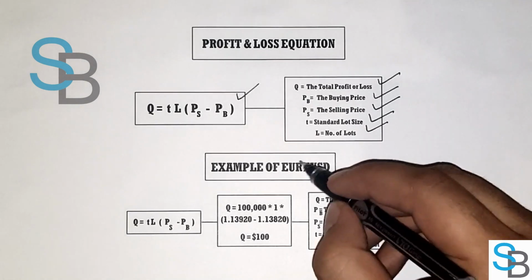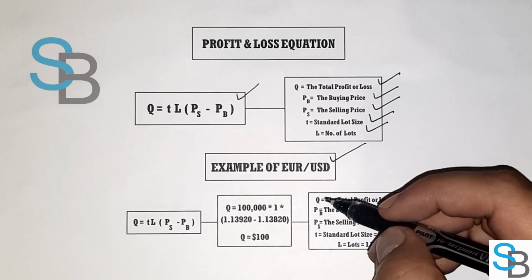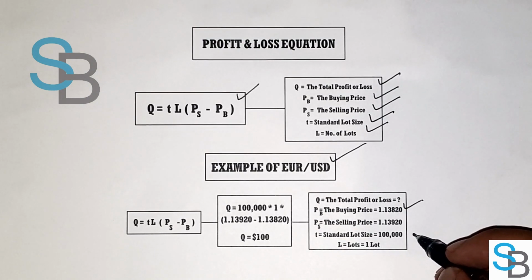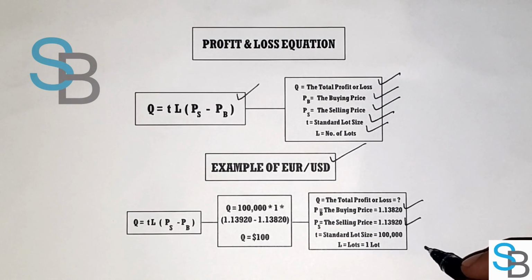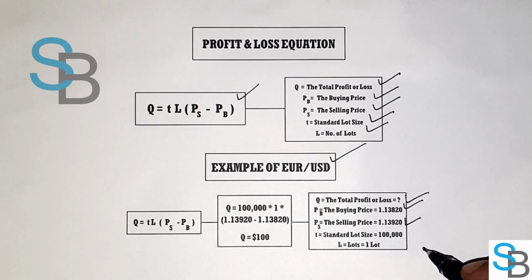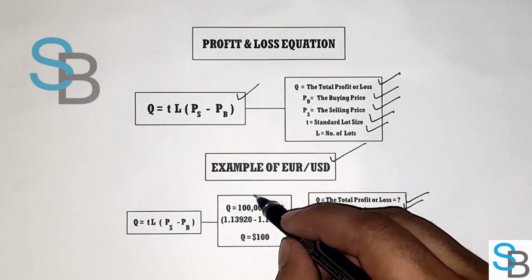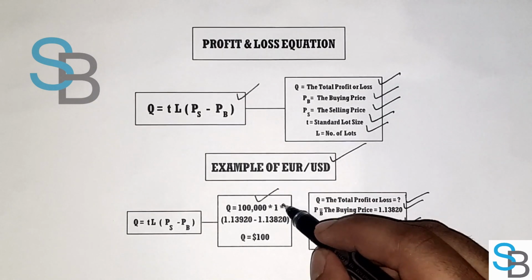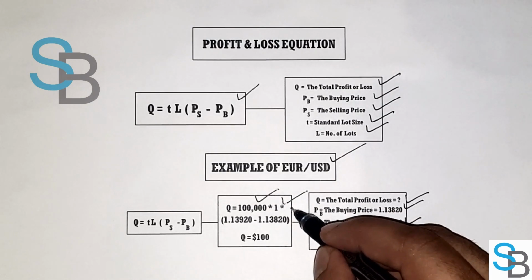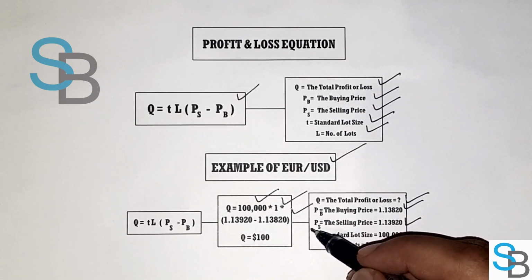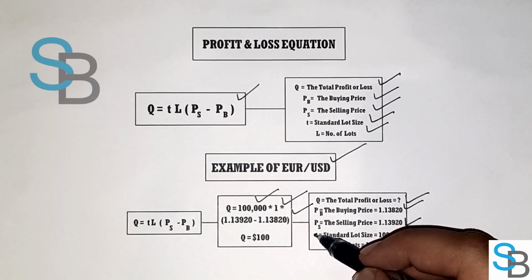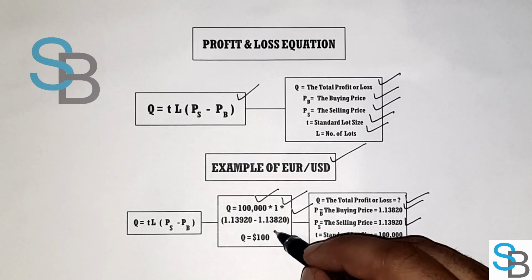Let's do an example of the Euro-USD. We buy 1 lot of Euro-USD at 1.13820 and sell it at 1.13920, and we want to calculate the total profit or loss. Let's plug in all the values for the variables. So 100,000, our standard lot, multiplied by 1 lot, our lot size, all multiplied by the difference in the buying and selling price, which is 1.13920 minus 1.13820. And we get a total profit of $100.